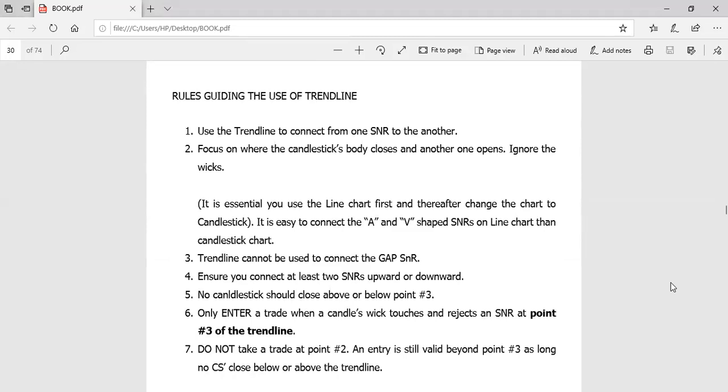Trendline cannot be used to connect the gap SNR. Ensure you connect at least 2 SNRs upward or downward. At least. You cannot connect only one trendline and say you are going to look out for an entry. No, at least two SNRs upward or downward. No candlestick should close above or below 0.3.